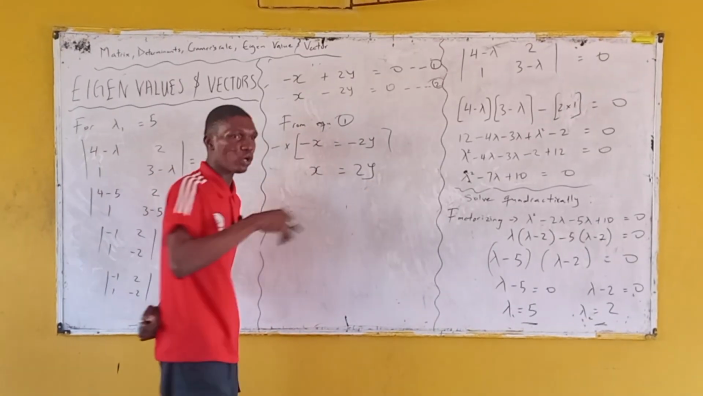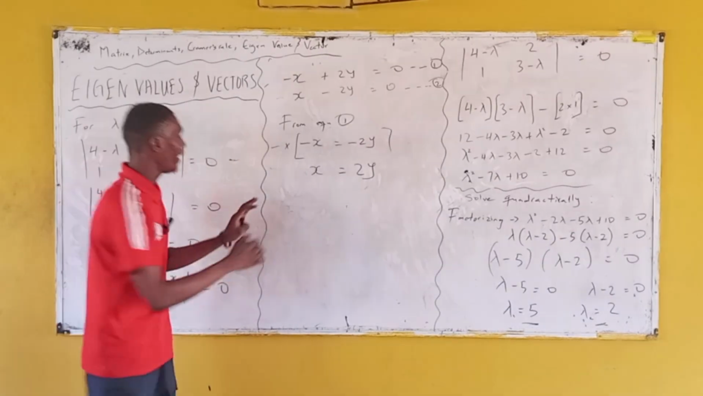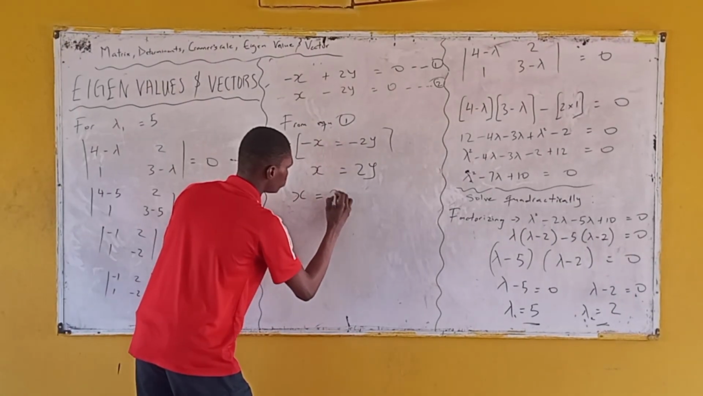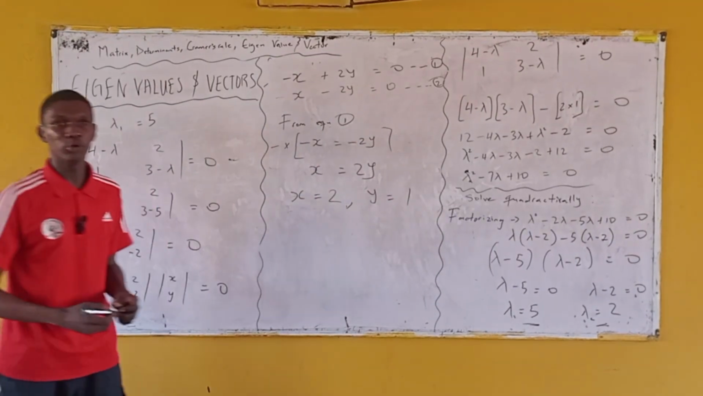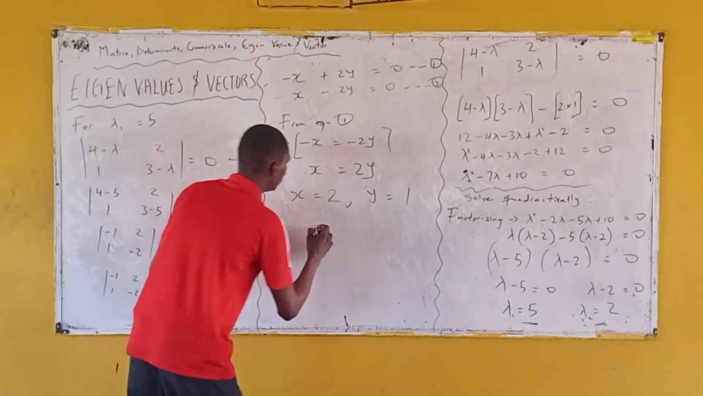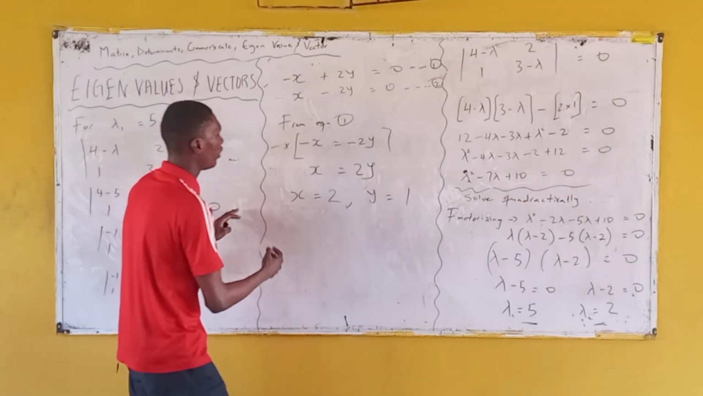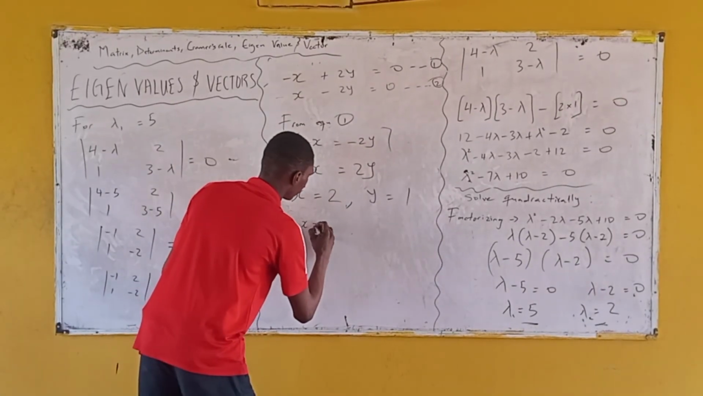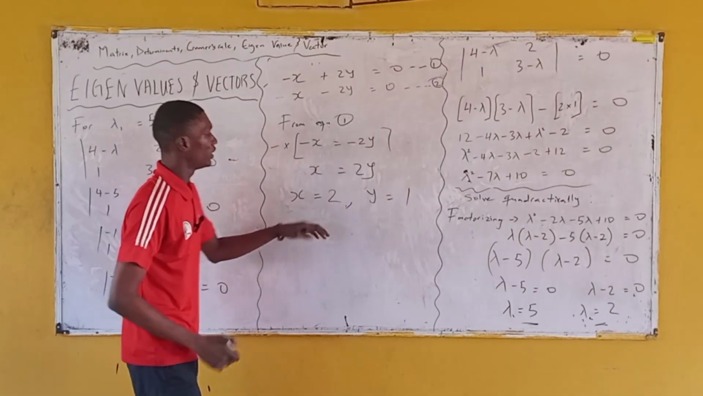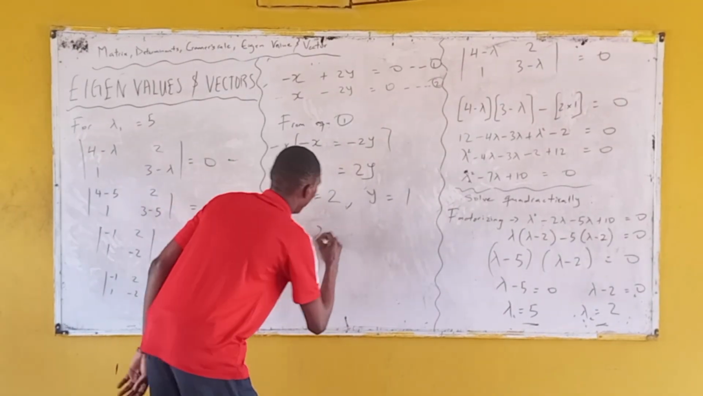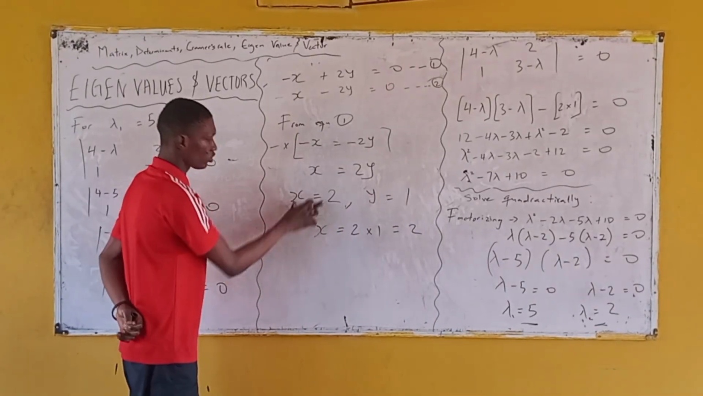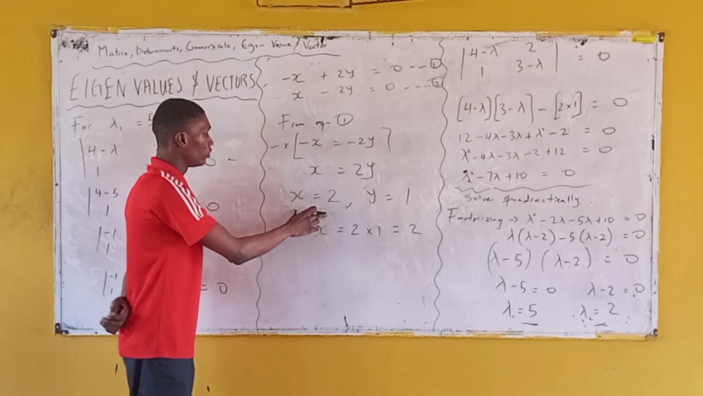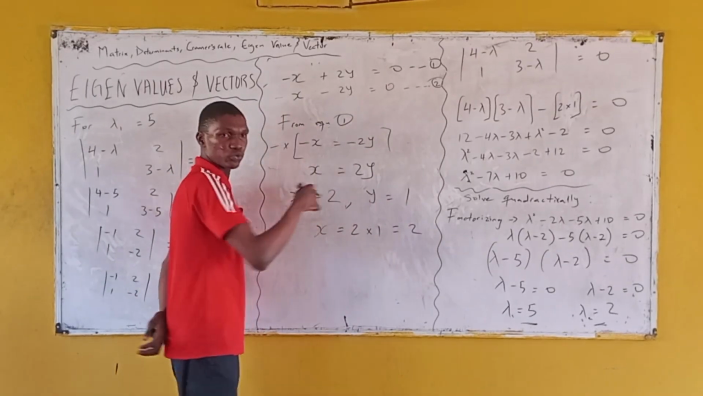Since our x is equal to 2y, it is logical that x can be equal to 2 and y can be equal to 1. Are we together? It's simply saying the ratio of x and y. If our y is equal to 1, x can be equal to 2 times 1, which is 2. So if our y is 1, x will be 2.